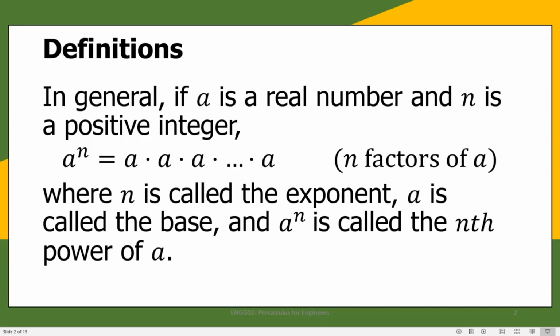So let me talk about the basics of exponents. In general, if a is a real number and n is a positive integer, a raised to n is equal to a times a times a times a. There are n factors of a. This means we need to multiply a n times. n is called the exponent. a is called the base, and a raised to n is called the nth power of a.